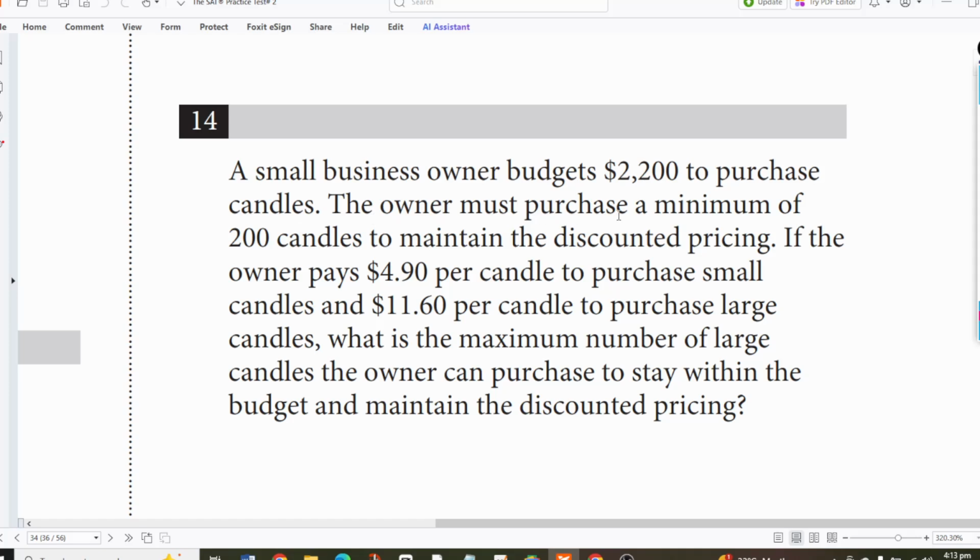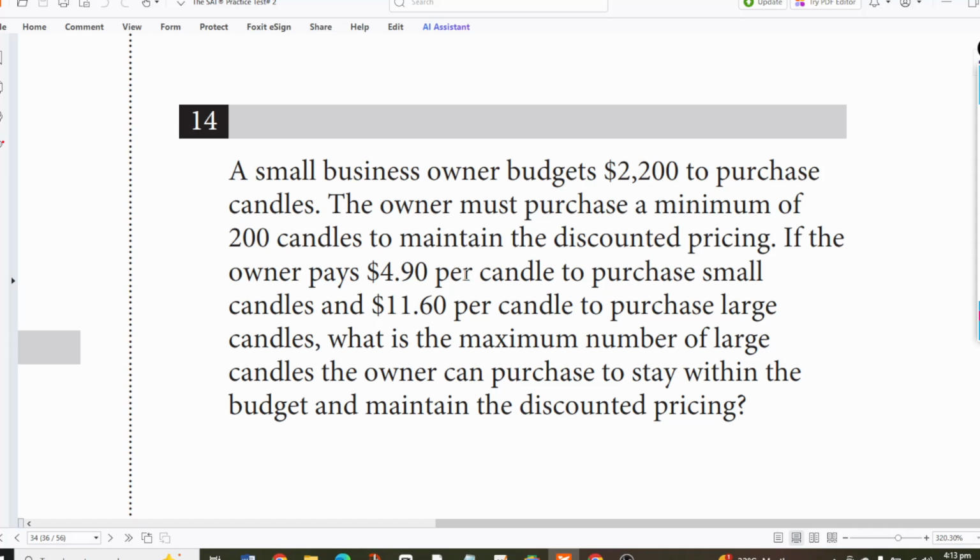The owner must purchase a minimum of 200 candles to maintain the discounted price. You can't go below this, okay? 200 is the minimum, so it should be greater than or equal to 200, and this 2200 should be less than or equal to 2200 because you can't go above this. This is your budget and this is the minimum candle count, so it should be greater than or equal to 200 candles.